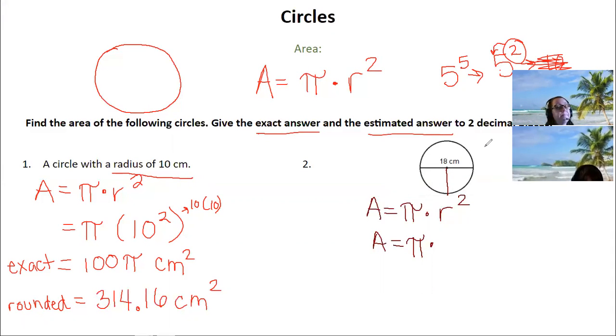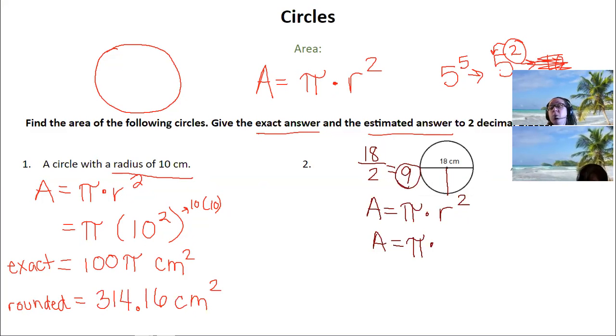Dividing by 2, that's 9. Yes, that's good. You're answering, it's great. It's lovely. So we divide by 2. That gives us the radius of 9.